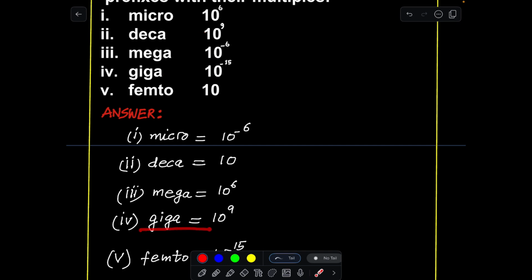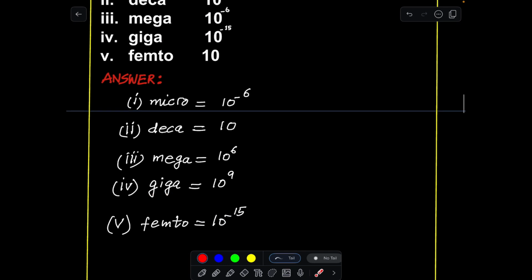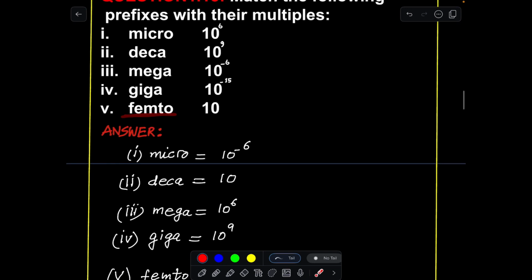And last is femto. Femto is the smallest unit among all units which are mentioned here. It is 10 raised to the power minus 15. So this is the femto.